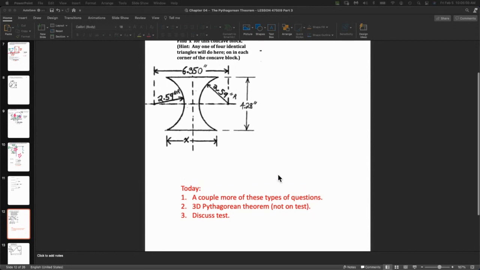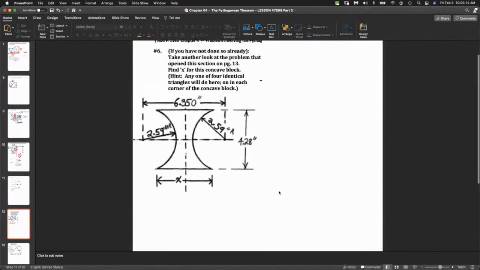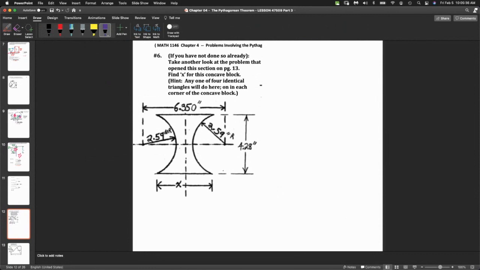So let's take a look at this first example. Just take a moment to read over it and we'll discuss it. What you notice here is that we actually have a diagram that involves arcs of a circle. I'll go through it very carefully. Don't worry, I'm going to work it out with you guys.